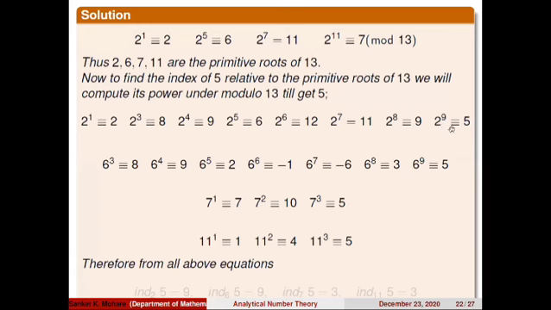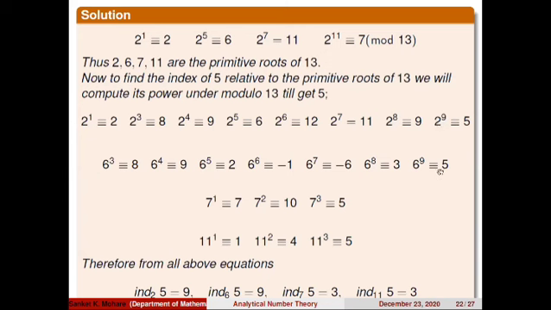So therefore, from all the above equations, now look here. 2 to the power 9 is congruent to 5 modulo 13. 6 to the power 9 is congruent to 5 modulo 13. 7 cube is congruent to 5 modulo 13. And 11 cube is congruent to 5 modulo 13. Now we are going to find the index of 5 relative to 2, 6, 7 and 11. As in the earlier example, here first we found the index of 5 relative to 2. What is that? That is 9.